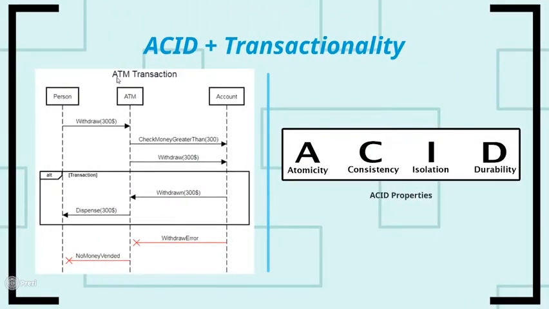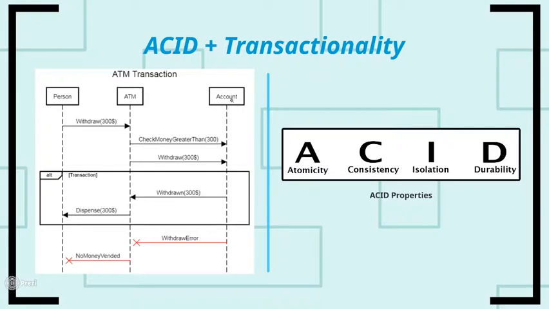So here we have a very simple ATM transaction where a person is trying to withdraw $300. In this entire process, we want to make sure that the database is never in a state where we have deducted $300 and at the same time the person hasn't got the $300 from the ATM machine. So a really good question to ask is, how do we make sure of transactionality?